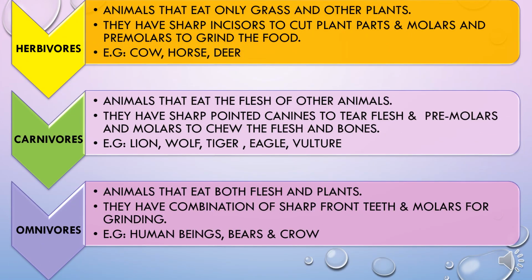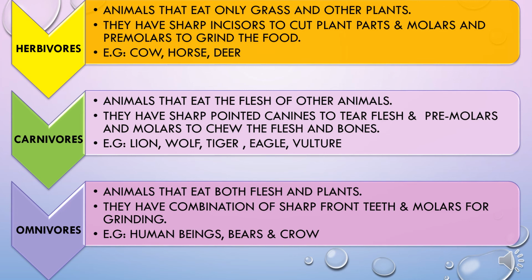Let's move to the feeding habits of different types of animals. This is a very easy topic, that is herbivores, carnivores and omnivores. We all have learned that animals need food to live and to stay healthy. Food gives them energy for day-to-day activities. On the basis of their feeding habits, we can divide them into herbivores, carnivores and omnivores. Let's study them separately.